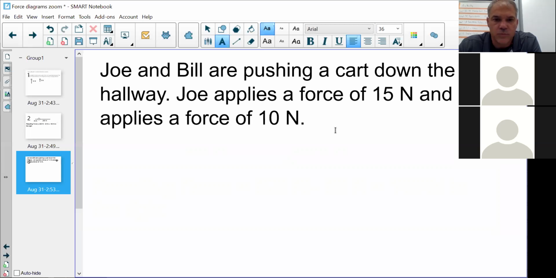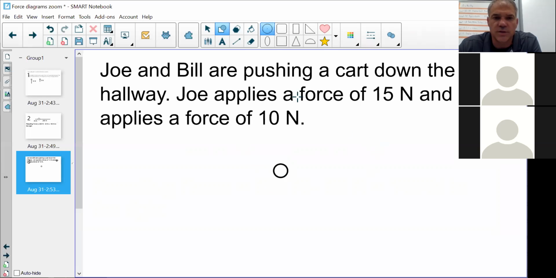Now, so we're going to draw a force diagram. So we're going to start with a circle. Okay? And in this case, what does that circle represent? The cart? The cart. Very good. Was that you, Mikey? Yeah. Great job. It is the cart.